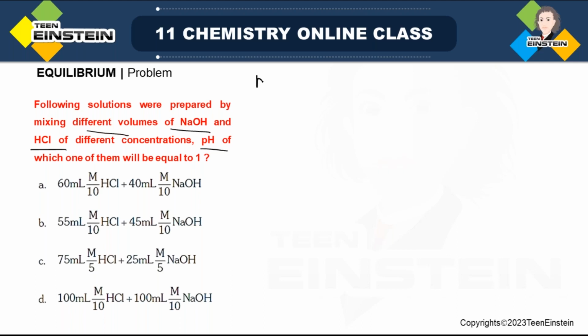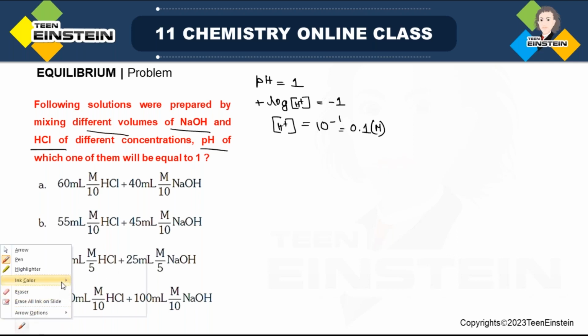Now when we are saying that pH is equal to 1, what will be the molarity? pH is the negative logarithm of H plus concentration, which is equal to 1. That means log of H plus is minus 1. Then the concentration of H plus will be 10 to the power minus 1, that means the molarity is 0.1. Now we have to find in which solution the molarity will be 0.1. That will be the answer.